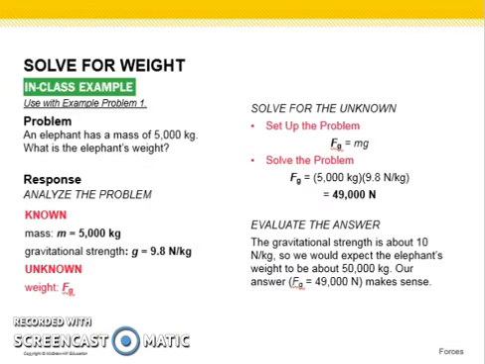You'll need to write down this problem to solve for weight. The problem is an elephant has a mass of 5,000 kilograms. What is the elephant's weight? And continue following that so that you will have an example in your notes, and we'll talk about it in class. That's it for today.